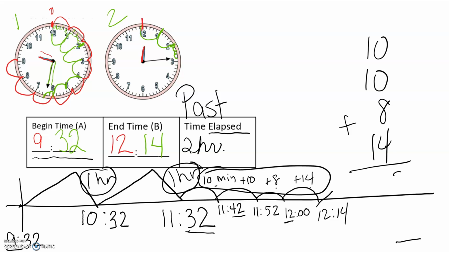8 plus 4 is 12. Regroup. 1, 2, 3, 4. I have 4 10s. So I have 42 minutes left. Make sure you label. So if I start an activity at 9:32, let's say we started math at 9:32 and we worked 2 hours and 42 minutes in math, we would end our math time at 12:14. And that is one way you can solve for elapsed time.